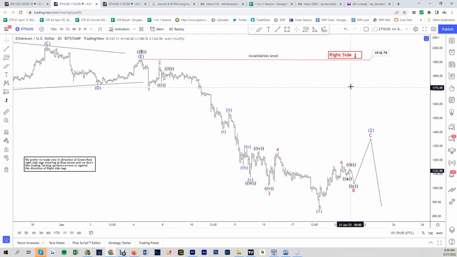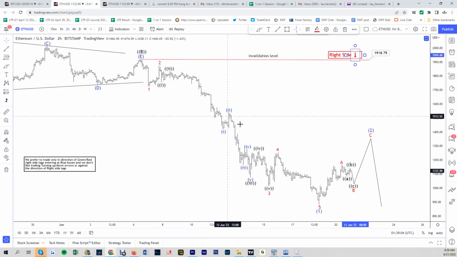And from here we can see that we ended P here, and now we're going down in a C leg, and within the C we should subdivide into 5 waves. We ended wave 1 of C right here as 5 waves down, and now we're looking for a 3-wave rally in wave 2, followed by further downside again later on.